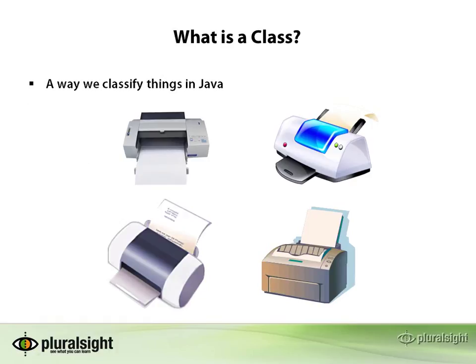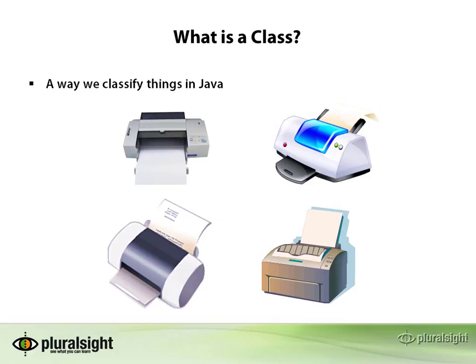So let's answer that question that many of you may be having: what is a class? Well, to put it really simply, it's a way that we classify things in Java. And you see all these printers that I have on this slide. The printers are a good example of something that we already do in normal day-to-day life that is very much like a class in Java, which is we have a large number of printers that exist in the world. They have all kinds of different attributes, whether they have a duplexer or different paper sizes that they will print on, or color, or black and white, or model numbers, or manufacturers.